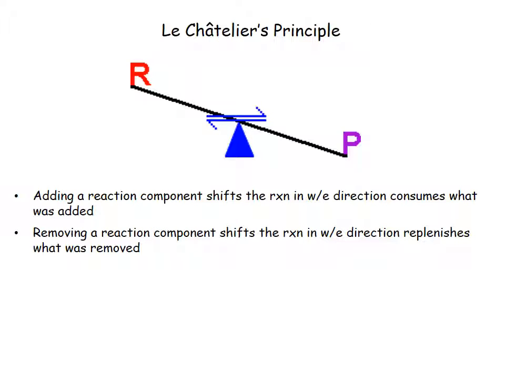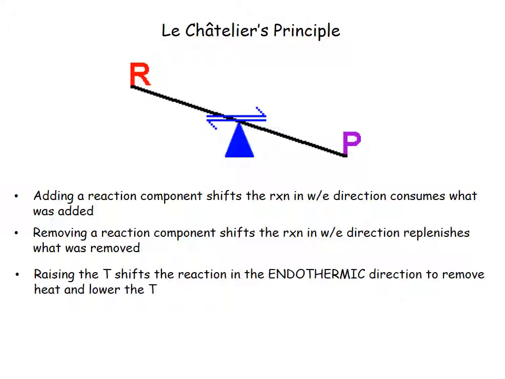So here we have adding a reaction component shifts the reaction whatever direction consumes what was added. Removing a reaction component shifts the direction whatever direction replenishes what was removed. And then we can add temperature.